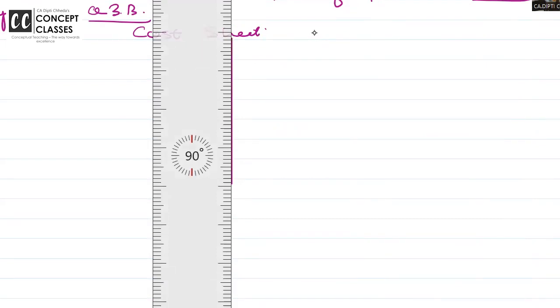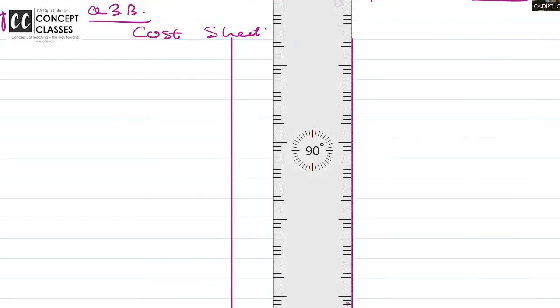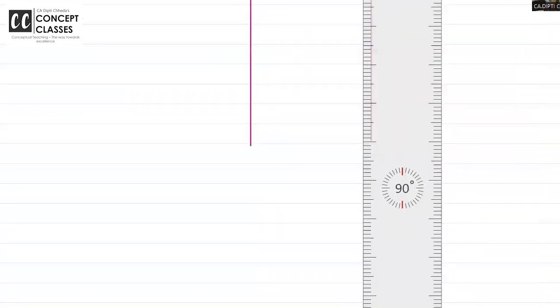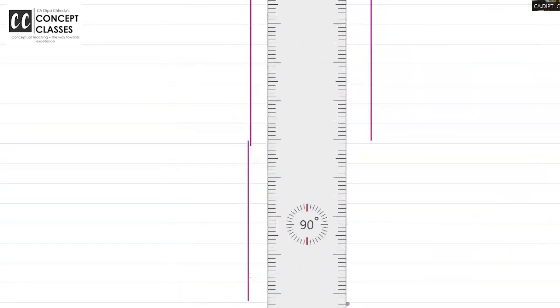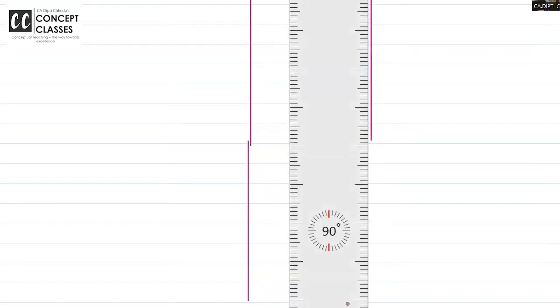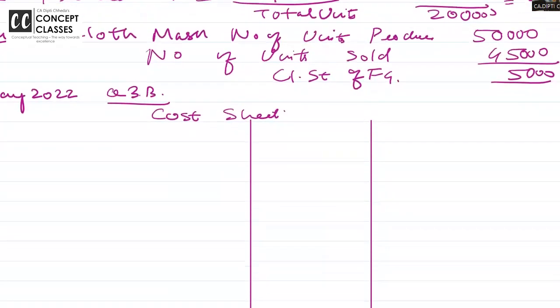May 22, Question number 3B. Cost sheet we are making. Do it with me, make the format and then we will do the working notes also first. Leave some space for all the expenses. So this time the problem starts with opening stock of raw material, purchases and all.